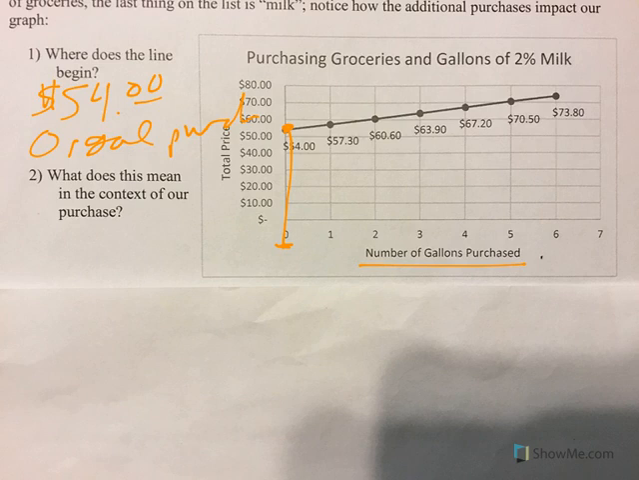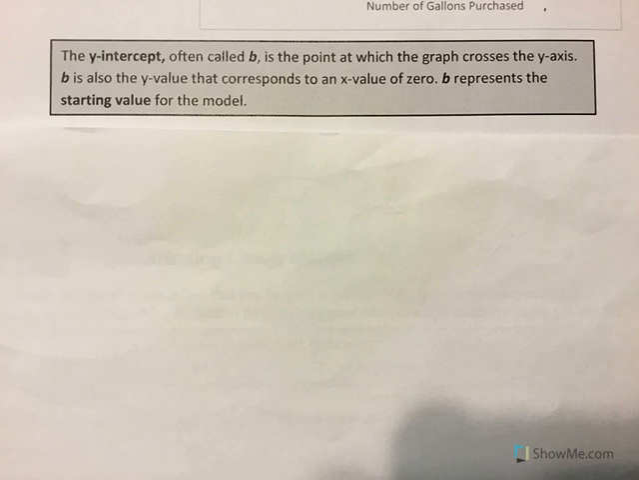What does it mean in the context of our purchase? Oh, I just said that. I will spend $54 on groceries if I buy 0 gallons of milk. That's what that original piece means. I'm buying whatever else, no milk, cost me $54. This is the y-intercept, which we will lovingly refer to as B. And it's where our graph crosses the y-axis.